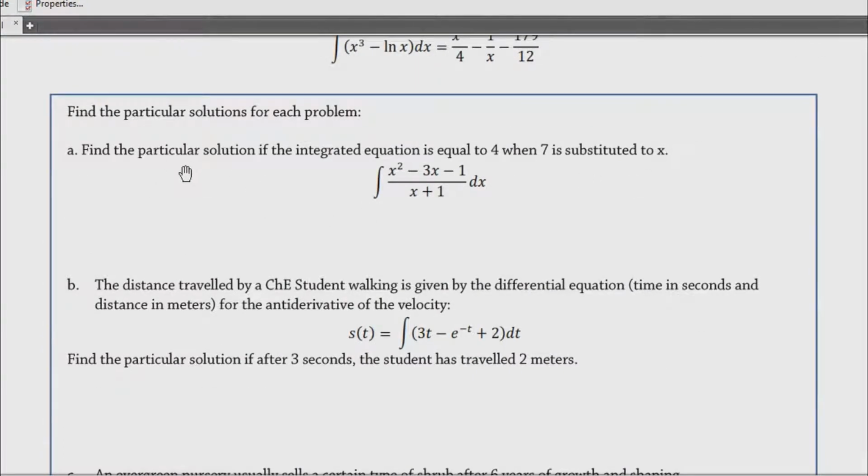Okay, so sabi dito, find the particular solution of the integrated equation if the integrated equation is equal to 4 when 7 is substituted to x. So we can simply say na if we have f of 7, that is equal to 4. So what we have to do here is to find our antiderivative. Now remember, kung kailangan natin siyang hanapan ng antiderivative, kailangan natin itong mag-long division, no? Kasi kung factorable to x plus 1, pwede sana tayo mag-cancel out. Pero since hindi naman siya pwedeng i-factor out, then we do long division.